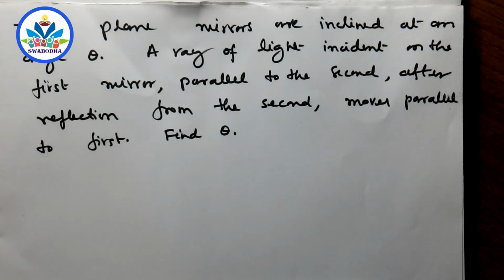Try to understand it. Is it like some tongue twisters? Seashells on the seashore. In the same way, we have a confusing factor here. Two plane mirrors are inclined at an angle theta. A ray of light incident on the first mirror parallel to the second, after reflection from the second moves parallel to the first. Find theta. Okay, read it yourself. I will give you some 30 seconds.